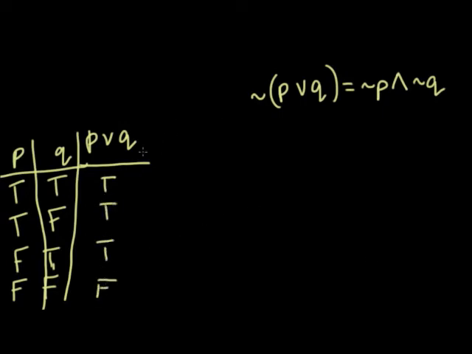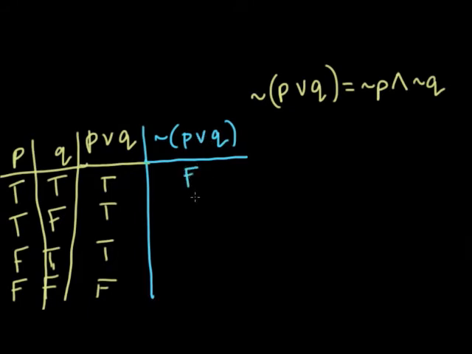Now we're negating that statement, right? We're saying not (P or Q). So that would mean, if we follow, of course, the order of operations, we solve parentheses first and then negate that. So that means we'll get the opposite results. We'll get false, false, false, and true.